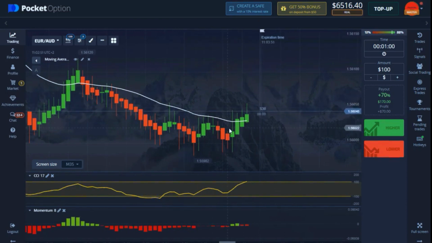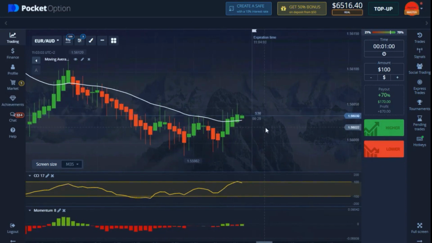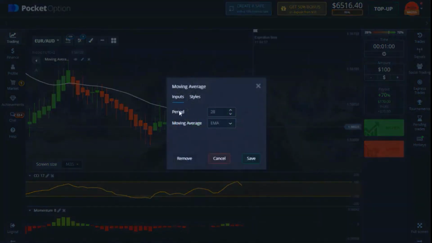Make sure you set it like that before you try to confirm the uptrend, the downtrend, and the middle trend. So over here we have the indicators for this strategy. The first indicator is the moving average, and this is the setting: the period is 28, and the moving average type is EMA. That's all we are using.